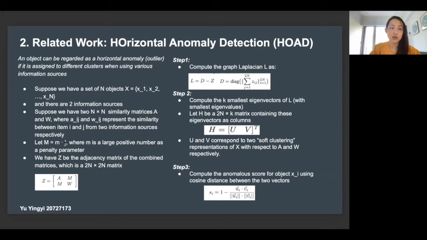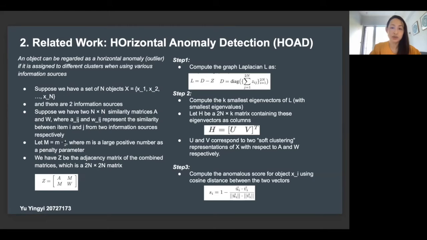Now we start to construct the algorithm. Step 1, we compute the graph Laplacian L as below. Step 2, we compute the k smallest eigenvectors of L. And then we let B be a 2n times k matrix containing these eigenvectors as shown below. So U and V correspond to two soft clustering representations of X with respect to A and W respectively.